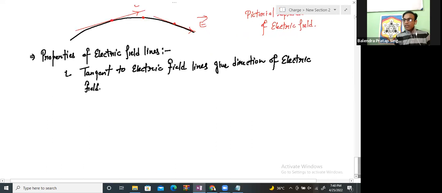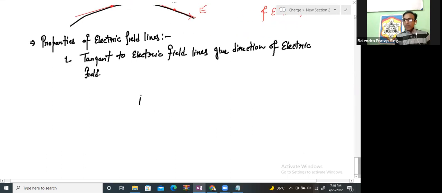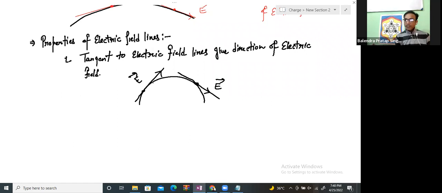If I draw a curve, again I'm repeating, and I want to find the direction of electric field, I can draw a tangent over here. So this is your electric field. If I consider a point here, we can draw a tangent somewhere here, and that will give you the direction of electric field at this point and at this point. So the tangent over the curve gives you the direction of electric field. Tangent to electric field lines gives you the direction of electric field.